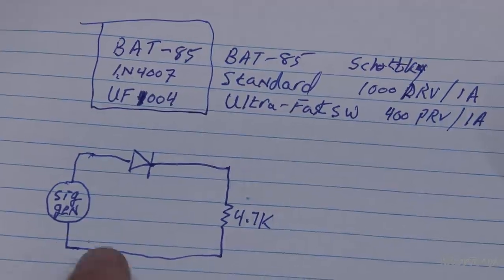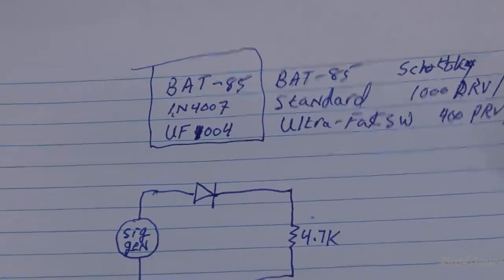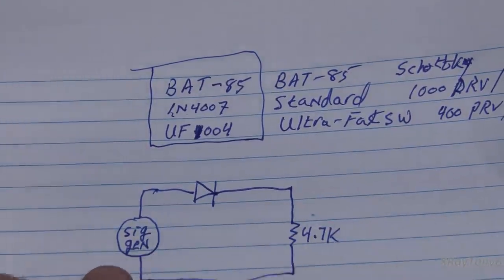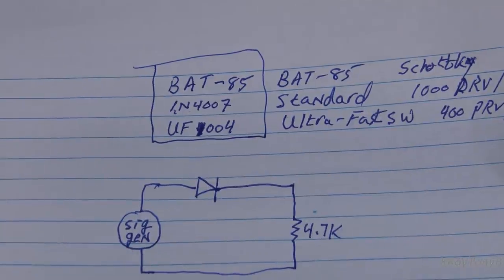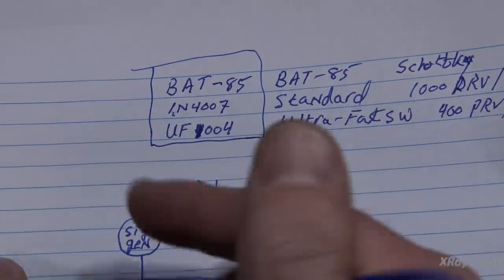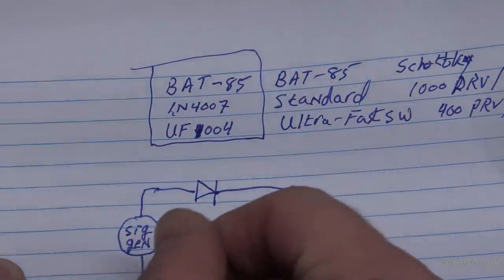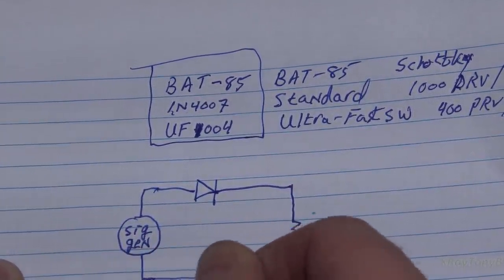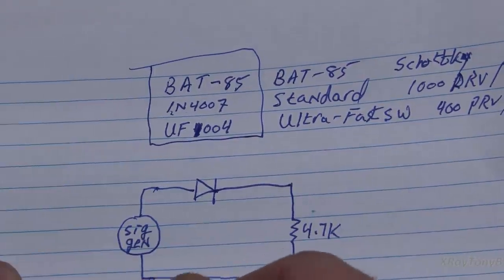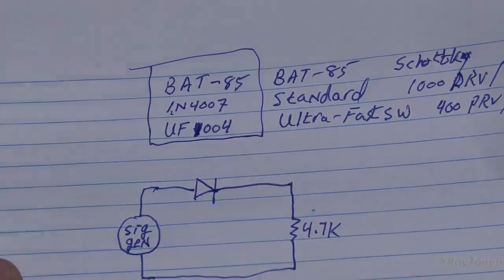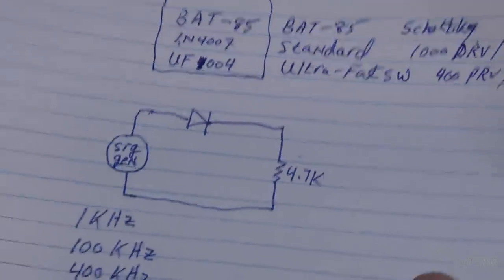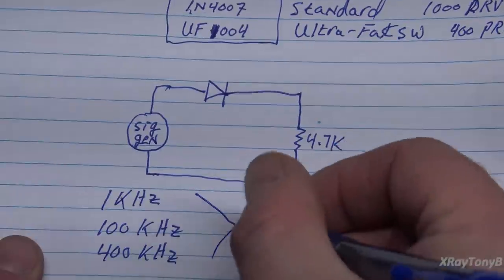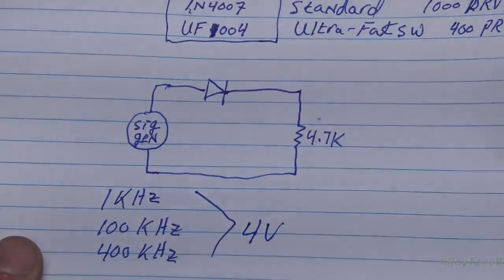So what we have is a little schematic here of what we built. I have my signal generator, and my signal generator can put out anywhere. We're going to try a 1 kilohertz, a 100 kilohertz, and a 400 kilohertz signal. All right. And they're all at 4 volts RMS.